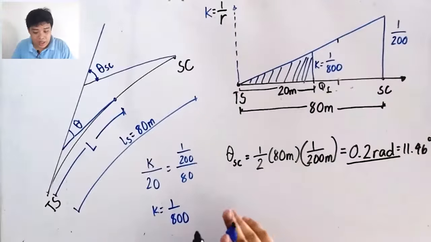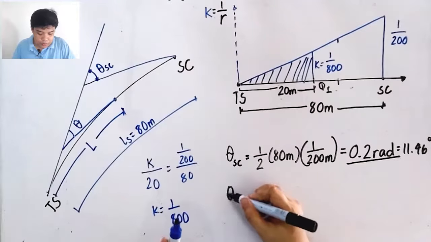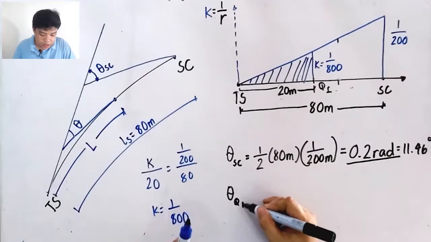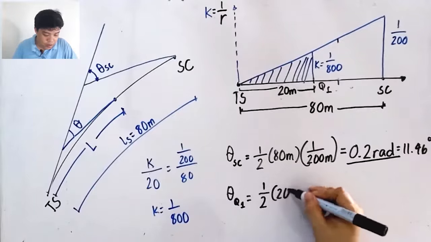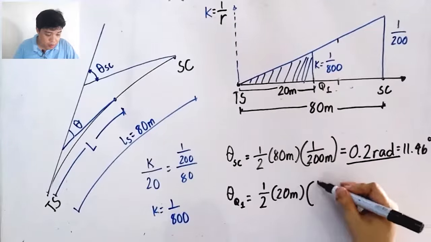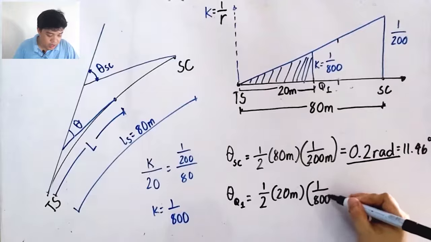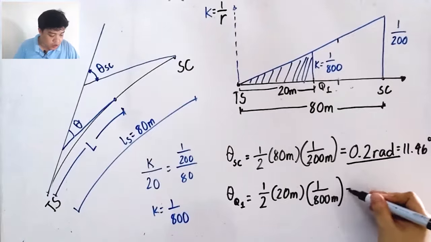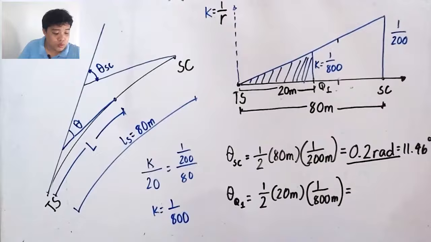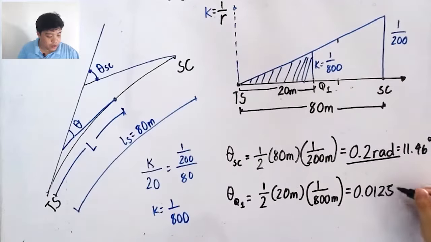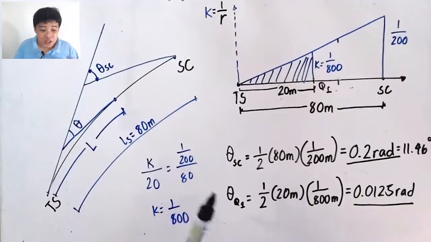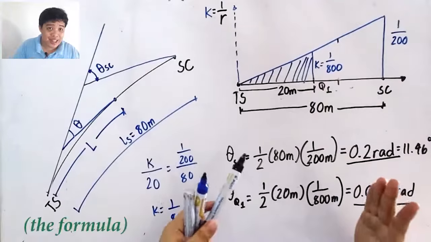So to determine the theta at the first quarter point, this is simply 1/2 times 20 meter multiplied by 1 over 800 meters, which gives us a value equivalent to 0.0125 radian. That is how you get it without a formula. Actually, from this idea, you can derive it.